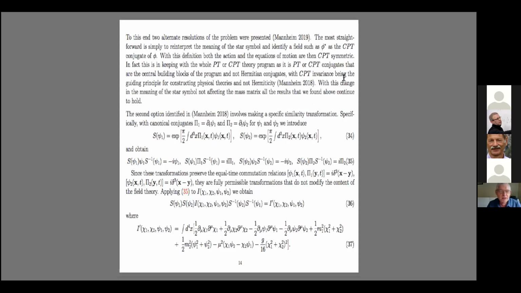One second, you can ask two. But just to repeat, and then we'll go to the question: as long as you define the star as the CPT conjugate or the PT conjugate, everything goes through as before, and the mass matrix is not modified. And so all the results continue to hold. Yes. Question. I have two questions.